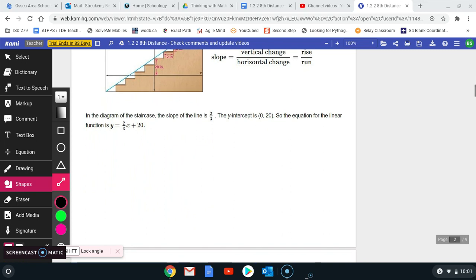Now in this lesson, we're going to be looking at equations and how to find slope and the y-intercept. So as soon as you're done with this video, you can click out of it and go on to the Explorer.